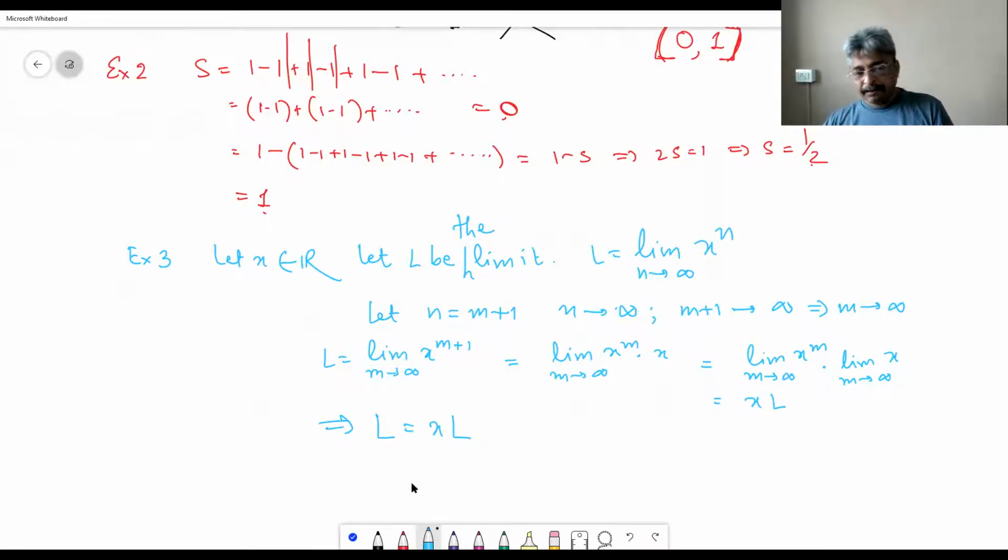What does this imply? This implies either L is equal to 0 or x is equal to 1. Yes or no? But x is equal to 1 is not possible because x is a real number.